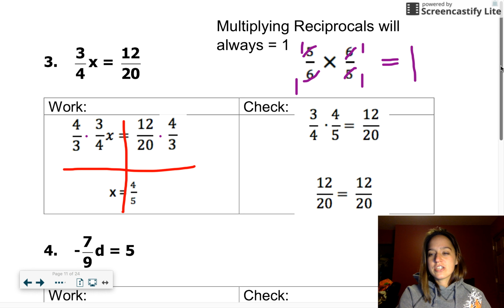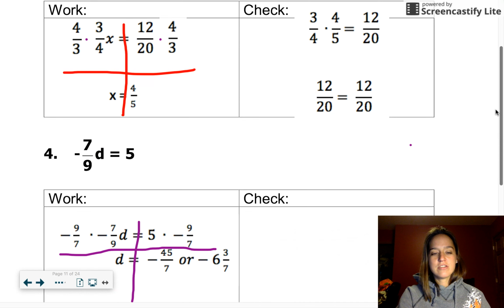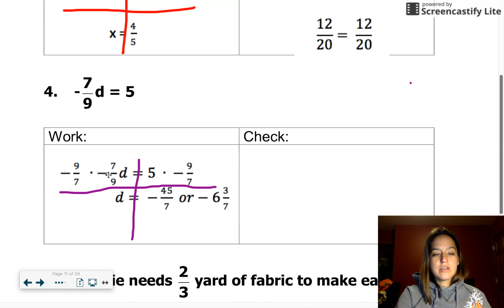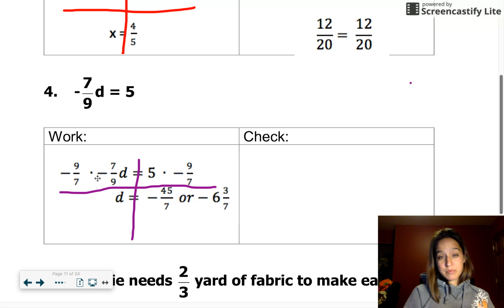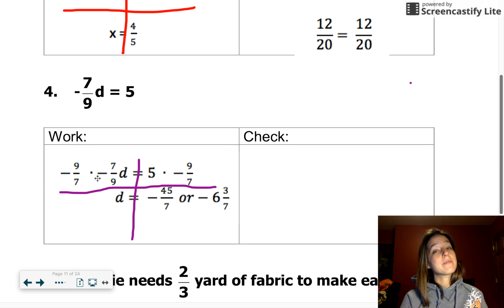And you should see that when you do this, you should actually rewrite the problem. You should see I did that. -7/9 d equals 5. And then what I did is I made the T and I multiplied the reciprocal of -7/9 and I multiplied it to both sides. So I multiplied -9/7 to both sides. You'll notice that even though it's the reciprocal, it still brings the negative. Because again, I need them to cancel out. So that's why I'm doing that.